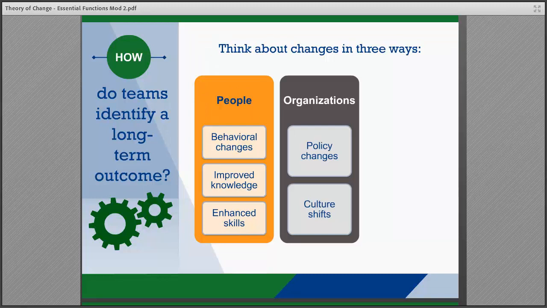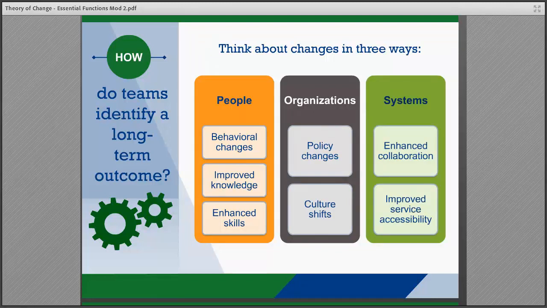How will the team recognize the change in organizations? Will they see policy changes or culture shifts? How will the team recognize the change in systems? Will they spot enhanced collaboration or improved service accessibility? Asking these questions can help teams brainstorm big-picture ideas for change.